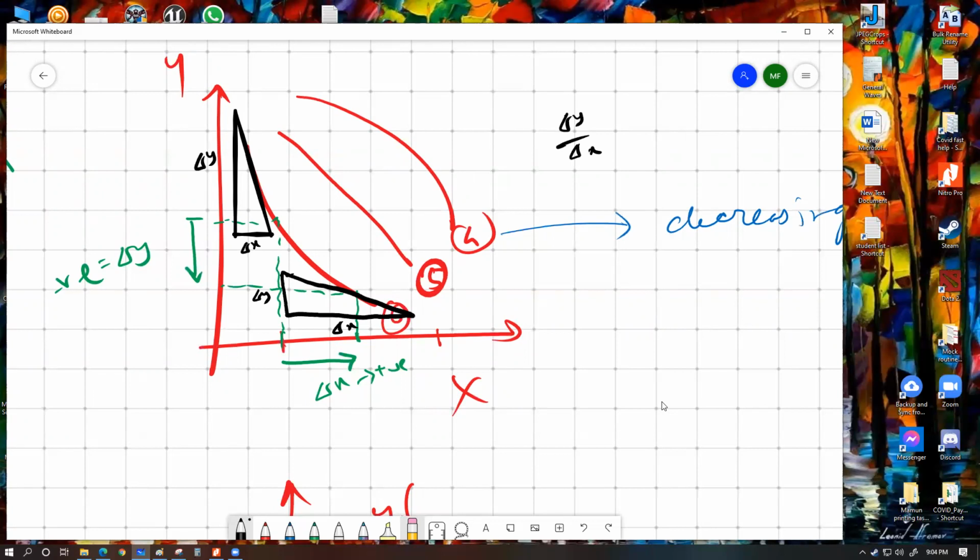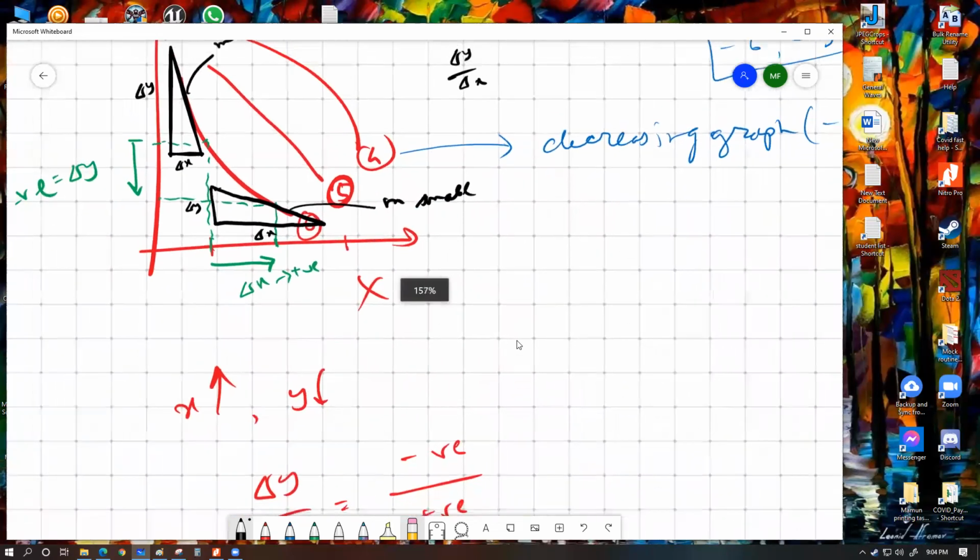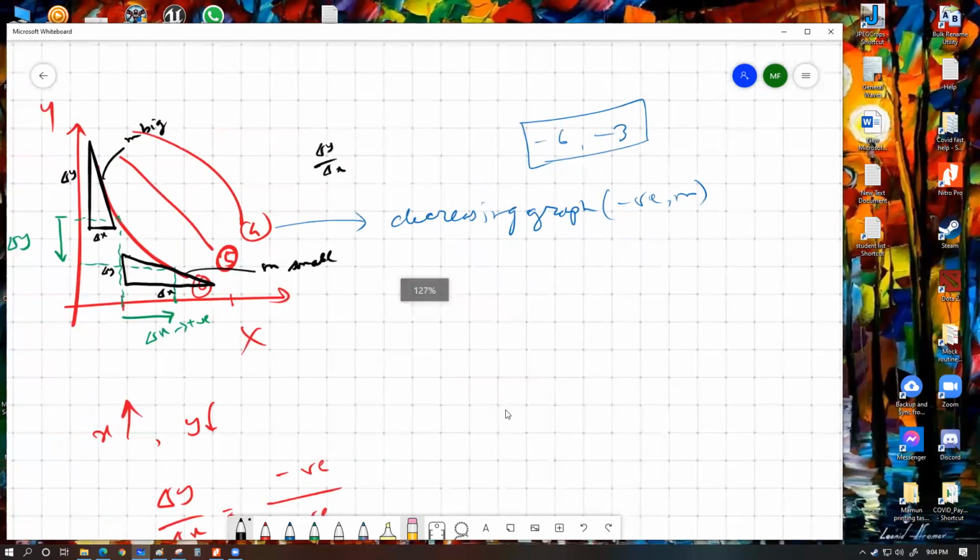Which triangle will give you a smaller value, the right triangle or the small left triangle? Obviously, after drawing the triangle, you should see that this one has a much bigger del x and much smaller del y. So for this one, the m is going to be small, and for this one, m is going to be big. Can you see it clearly now? That why is it having a decreasing gradient?